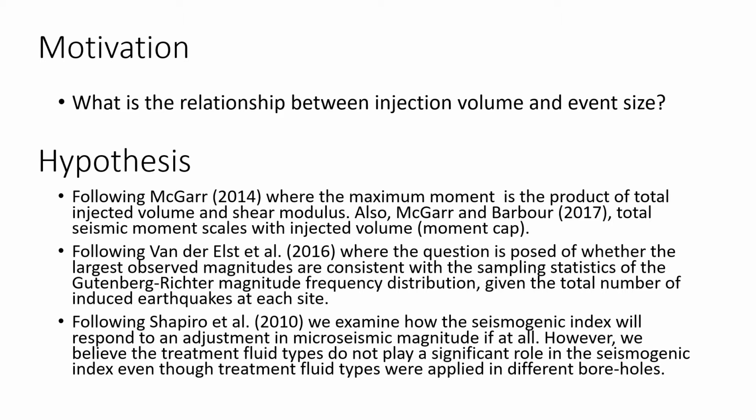Following van der Elst et al. 2016, where the question is posed of whether the largest observed magnitudes are consistent with the sampling statistics of the Gutenberg-Richter magnitude frequency distribution, given the total number of induced earthquakes at each site.